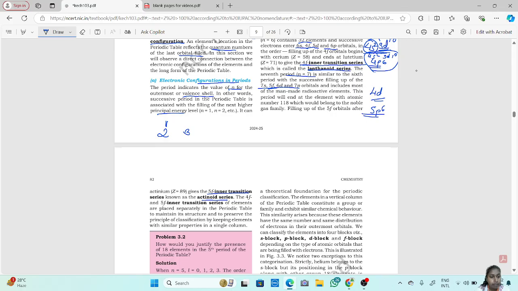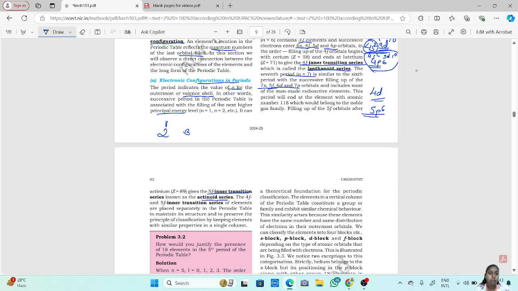Now the 4f and 5f inner transition series of elements are placed separately in the periodic table to maintain its structure, to preserve the principle of classification by keeping elements with similar properties in a single column. Now the 4f and 5f inner transition series, the elements which start filling up 4f and 5f orbitals, are placed separately in the periodic table to maintain the structure. What type of structure? The structure of the periodic table.